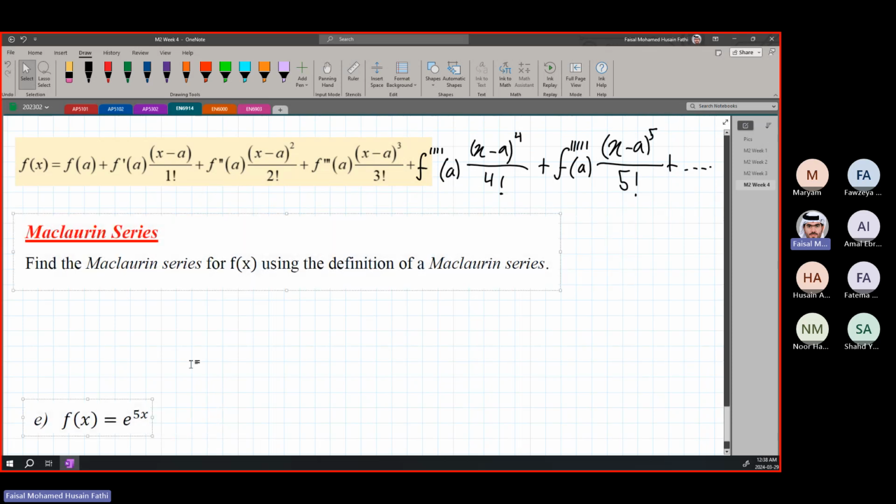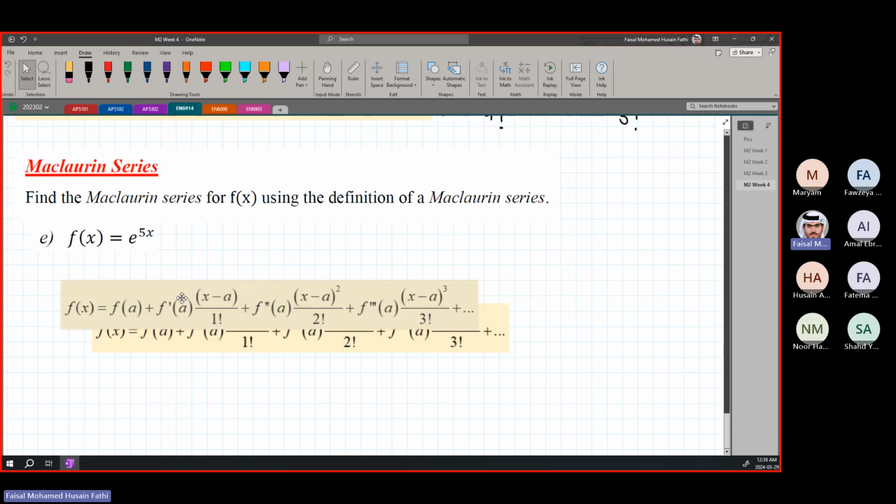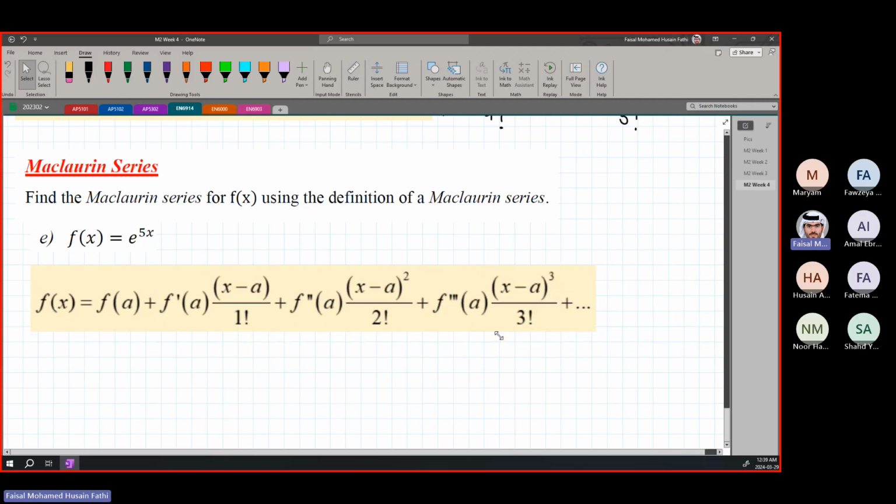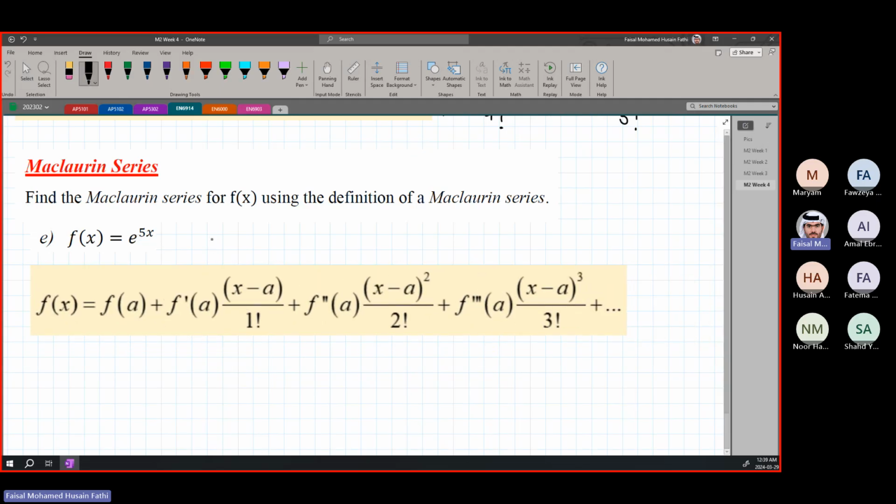So for the MacLaurin series, if we do part E now, let's just copy paste this equation one more time. The only difference here is, if you notice, the question does not give us an A value, because for the MacLaurin series, the only difference is A will always be equal to 0. So this A is equal to 0, always.